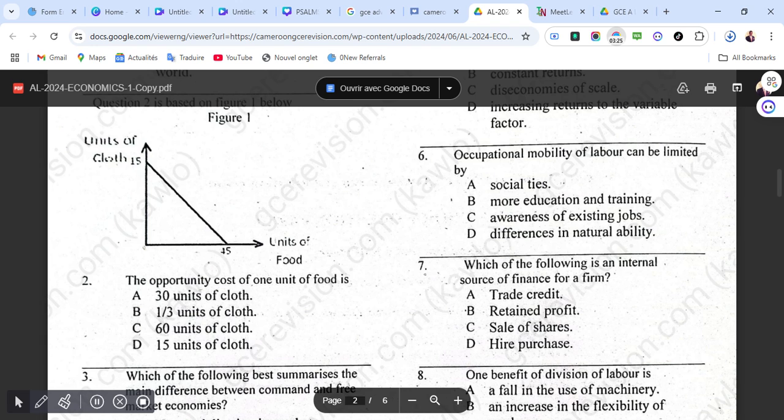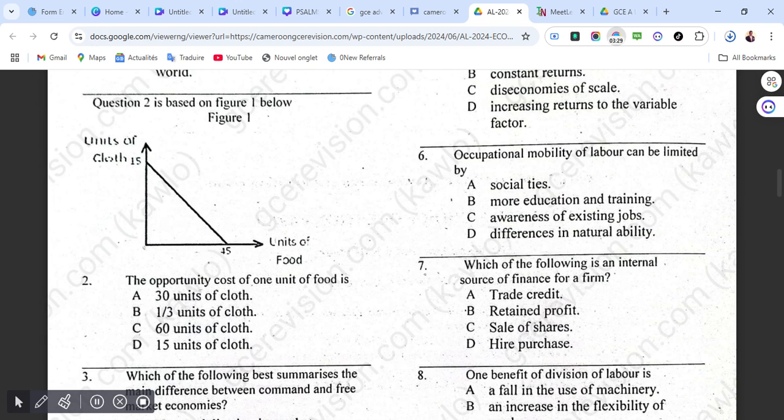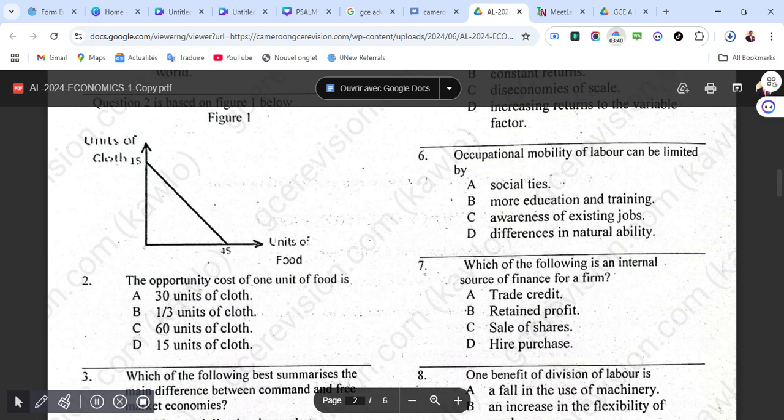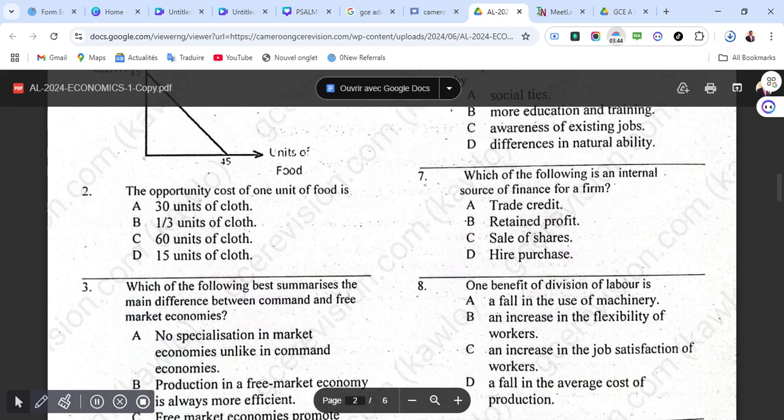Which of the following is an internal source of finance for a firm? The correct answer for 7 is B, which is retained profit. So this is the internal source of finance for firms, retained profit, B.